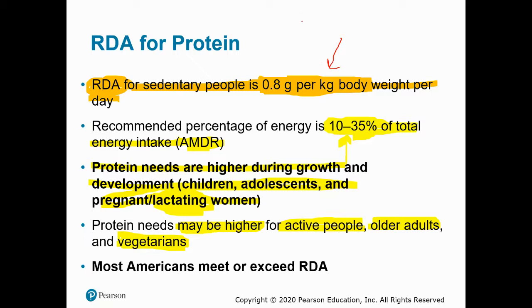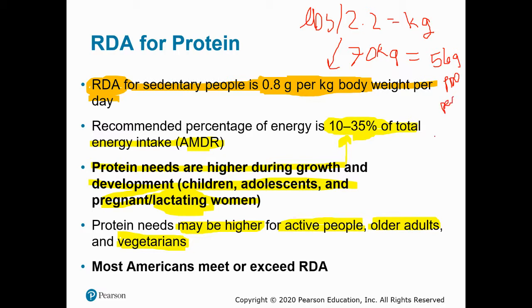To convert pounds to kilograms, you can just divide your pounds by 2.2, and that will give you your kilograms. So say we have a 70 kilogram person. Pull out my calculator here. You would just take 70, multiply it by 0.8, and that would be 56. So for a 70 kilogram person, which would be roughly 140, 150 pounds, we need 56 grams of protein per day. Great. That would be at the minimum if they're sedentary.